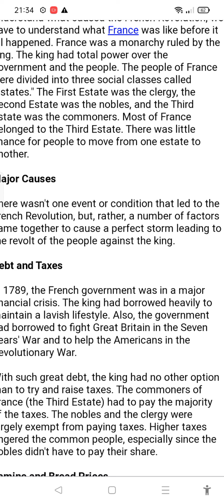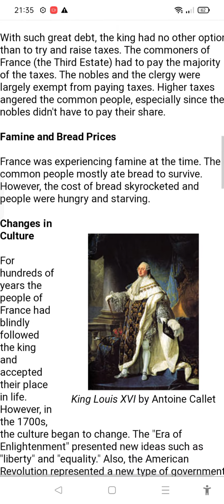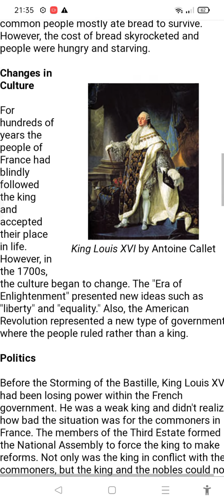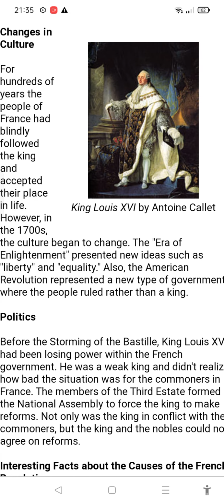The commoners of France, the Third Estate, had to pay the majority of the taxes. The nobles and the clergy were largely exempt from paying taxes. Higher taxes angered the common people, especially since the nobles didn't have to pay their share.